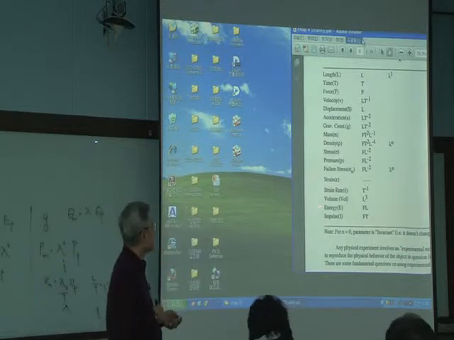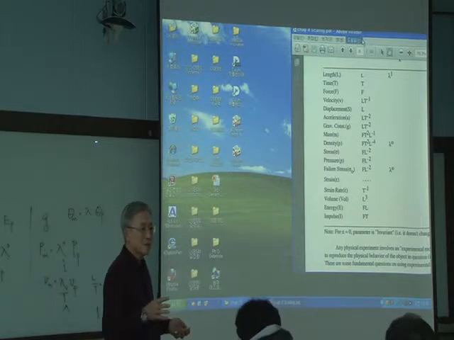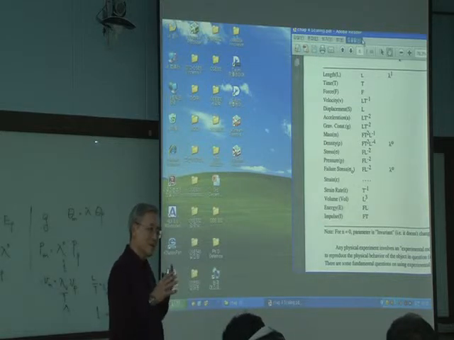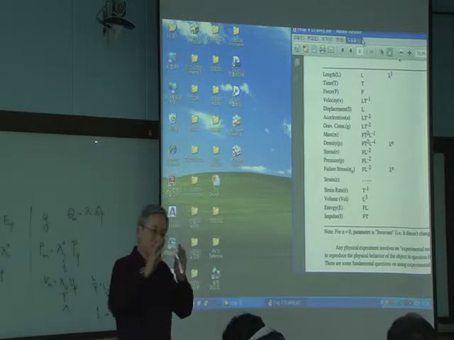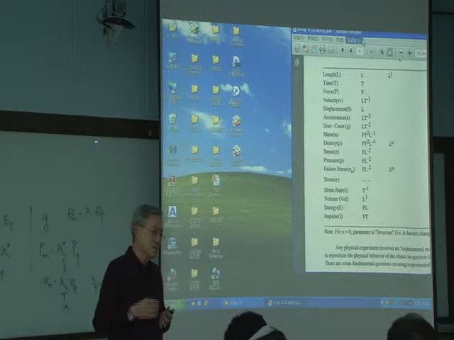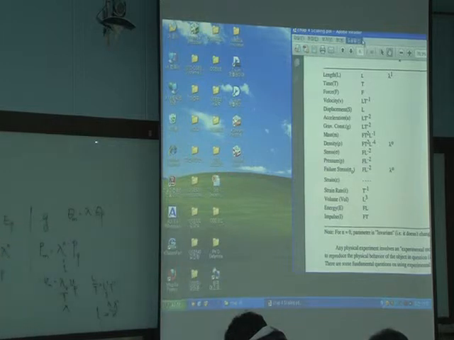And what about volume? Lambda cube. Energy, lambda cube. Impulse, lambda cube. Now you're experts. By looking at the physical dimension, you can tell the scale factor to get the relation between the model and the prototype, okay? So mission achieved, done.